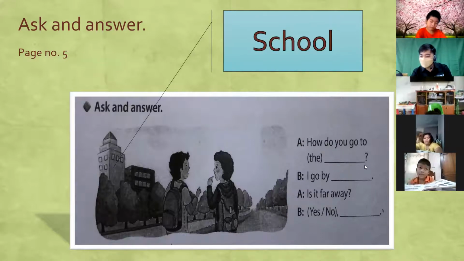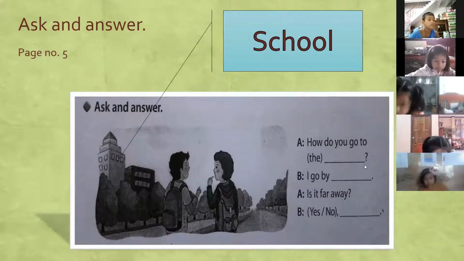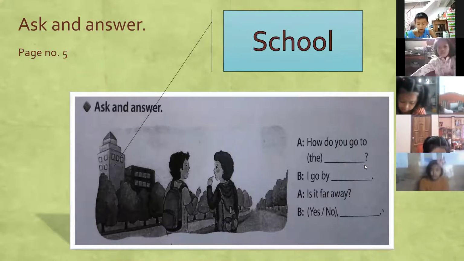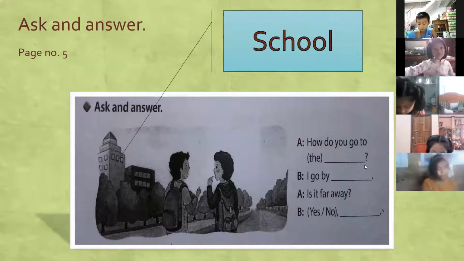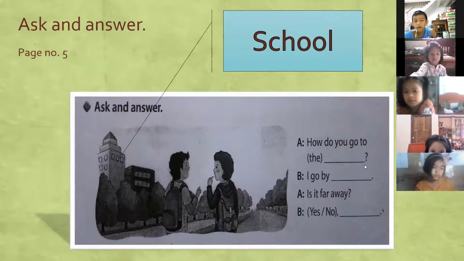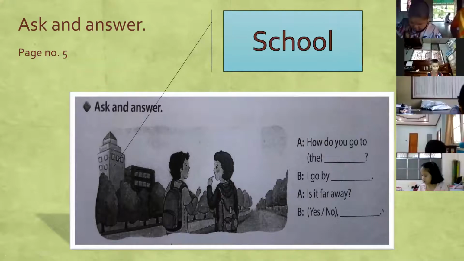Tono, is that you? Okay, Tono, read your work. How do you go to the school? Okay. By bus. Okay, correct. I go by bus. Is it far away? Far away, yes. Okay, yes. It's far away. Okay, who else?